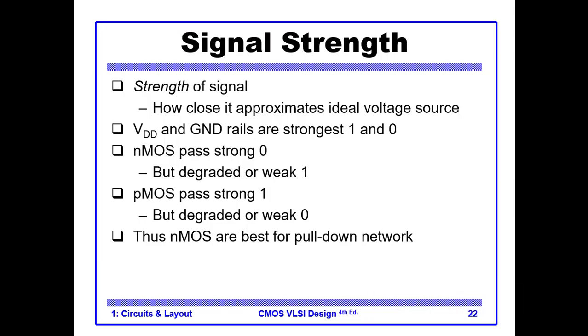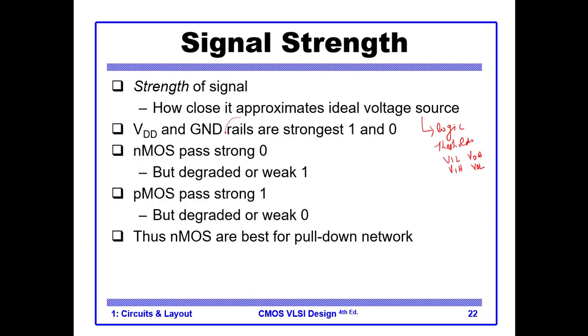So, signal strength. What is signal strength? Signal strength means how closely a signal approximates the ideal voltages, and by ideal voltages we mean the logic thresholds that we defined previously: VIL, VIH, VOL, VOH. So how close is your signal to these voltage ranges?